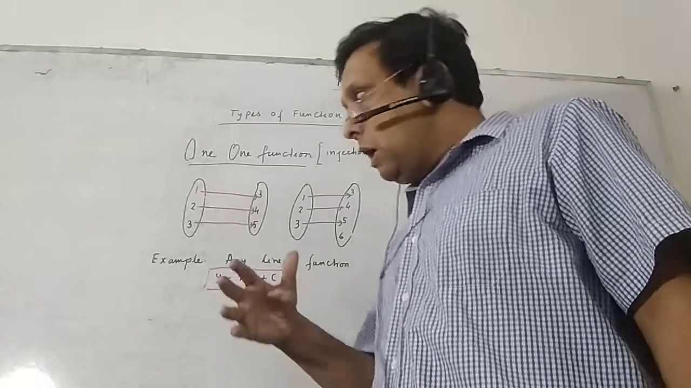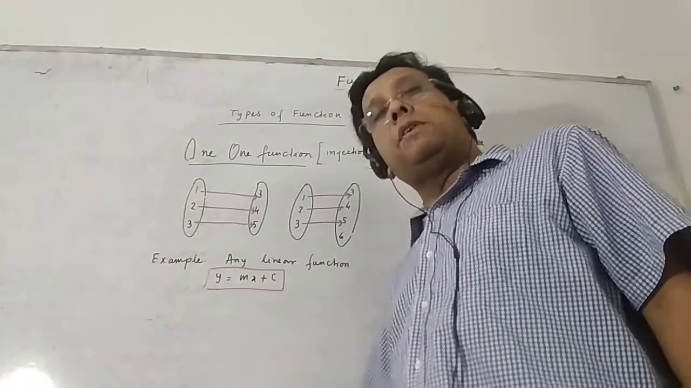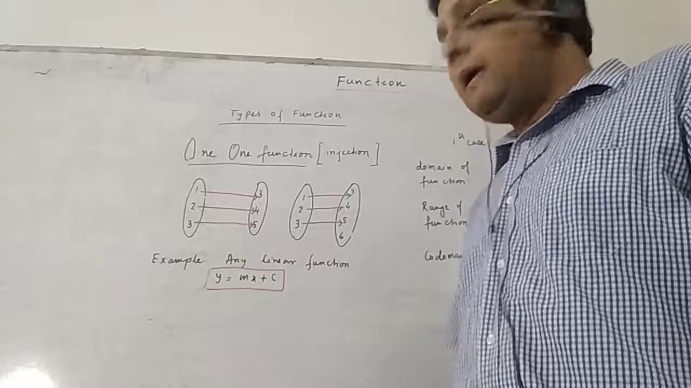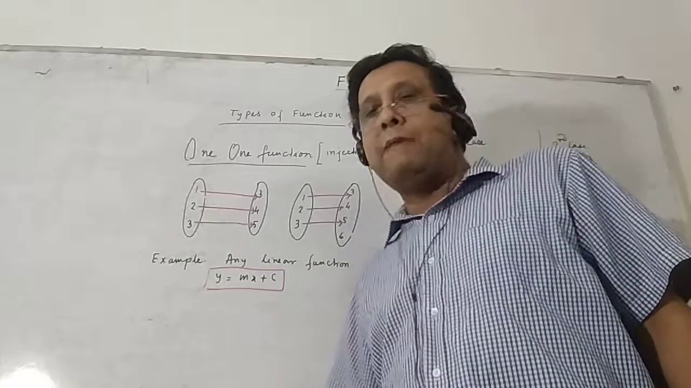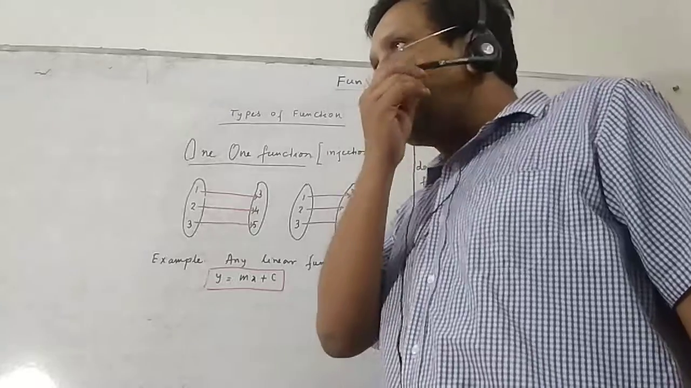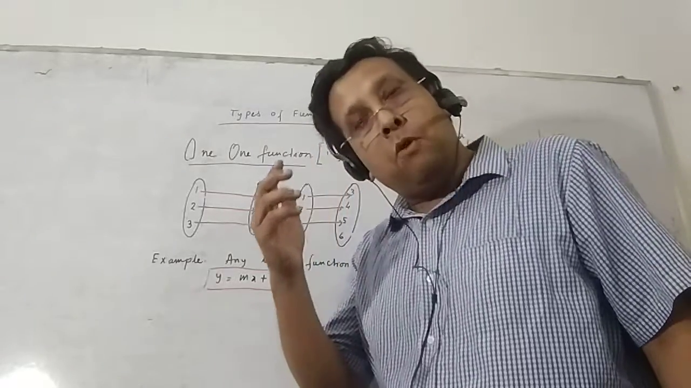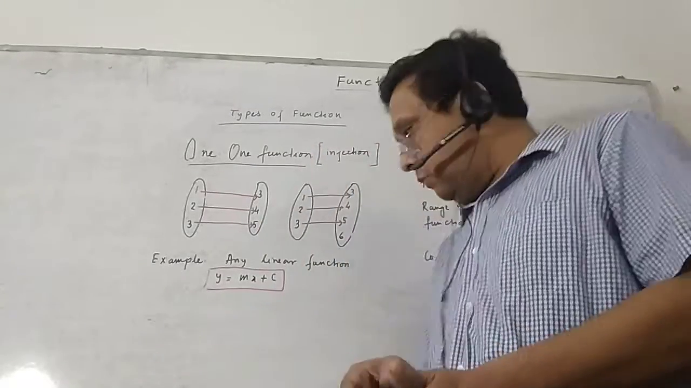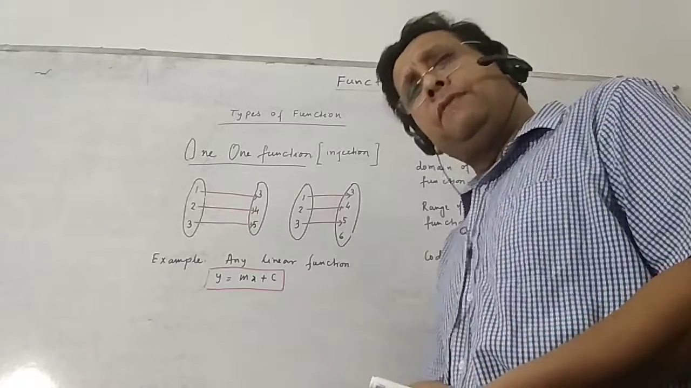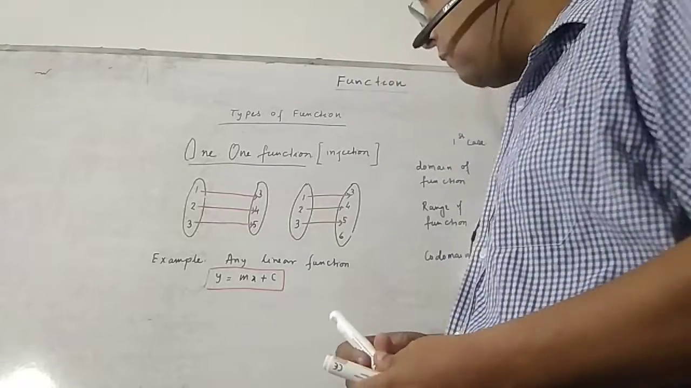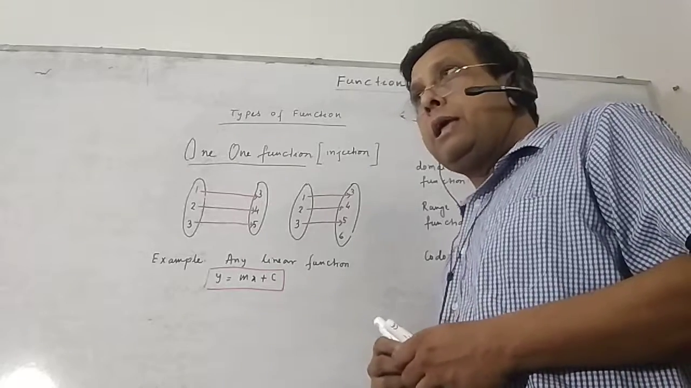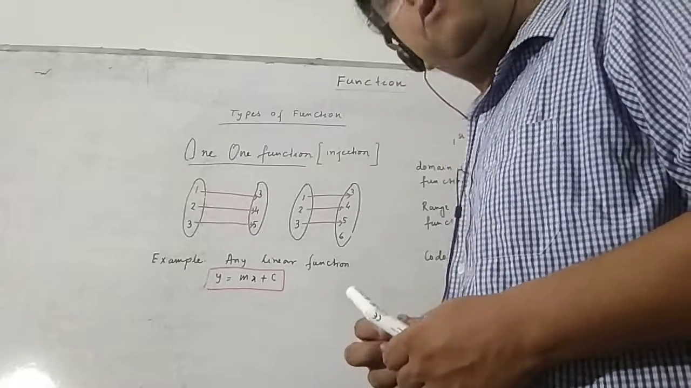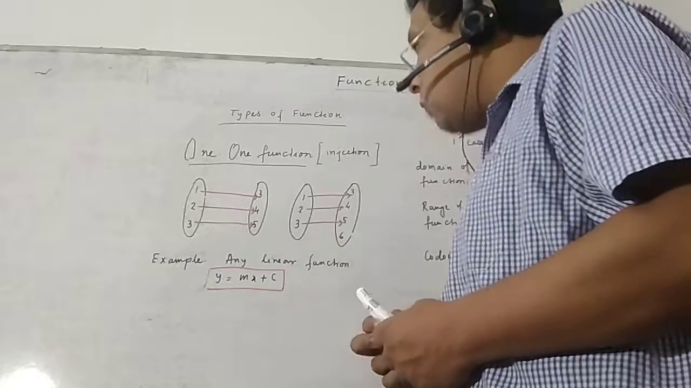Now, how can I say a function is one-one, particularly from a given function? How can I explain mathematically that a function is a one-one function? See, suppose y is equal to 5x plus c. We first have to define mathematically how I can say it is a linear function, or how I can say it's a one-one function.